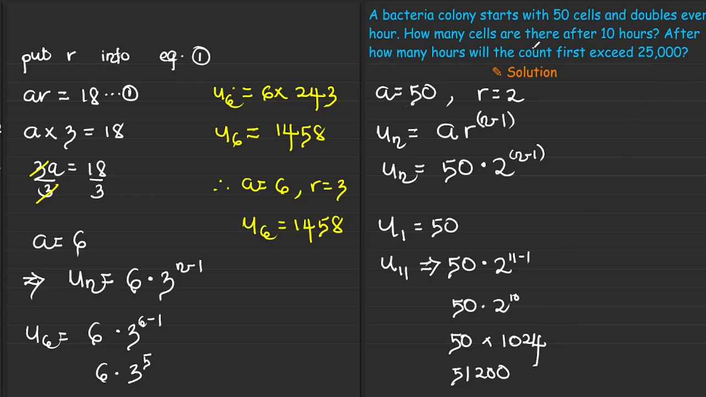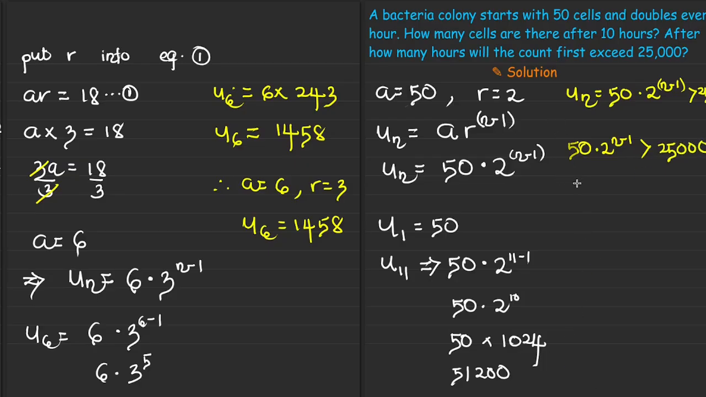But the second part is, after how many hours would the count first exceed this over here? So for our general formula, which we have gotten to be Un is equal to 50 times 2 raised to the power n minus 1. We want it to exceed 25k. This simply means we are solving for 50 times 2 to the power n minus 1 greater than 25k. So 25,000.